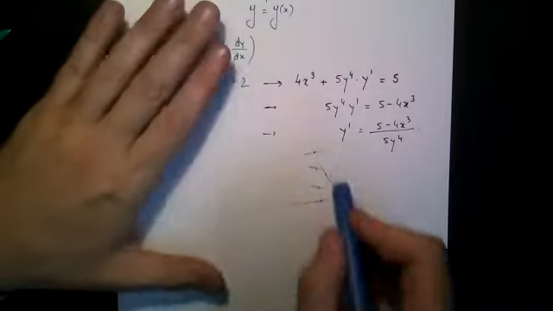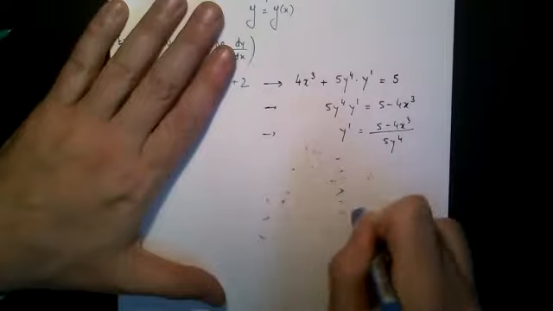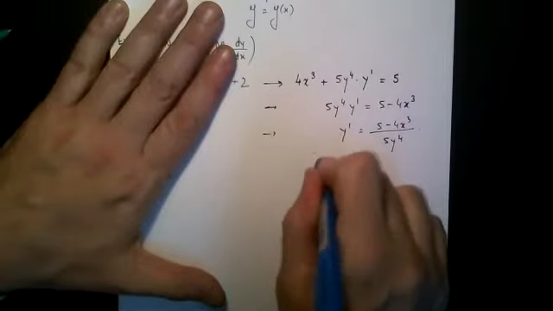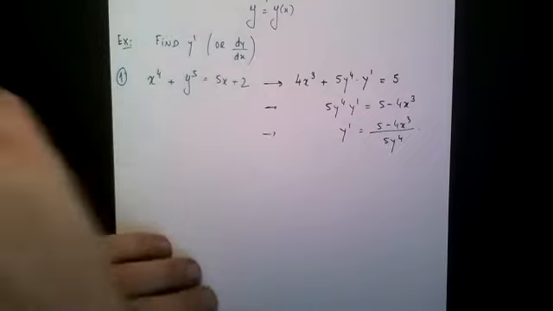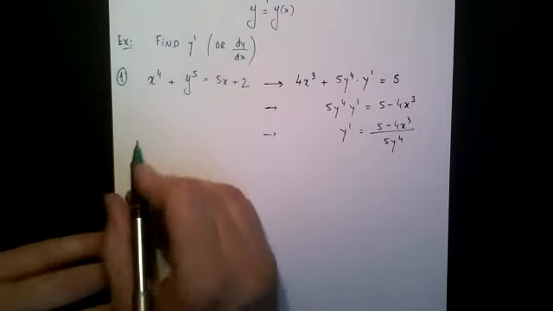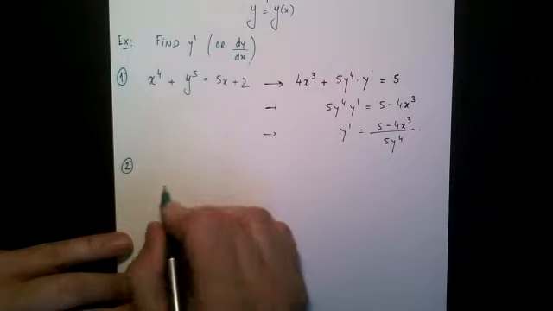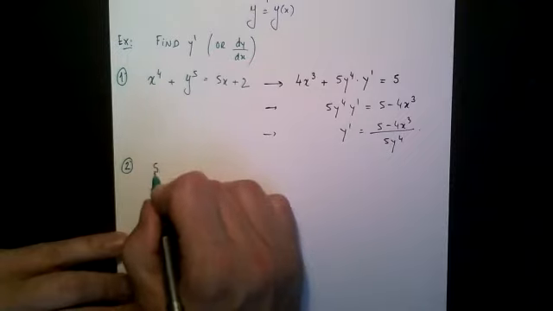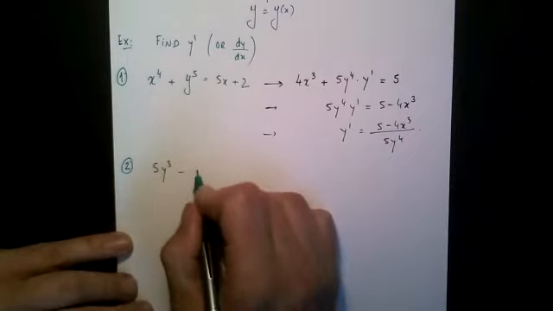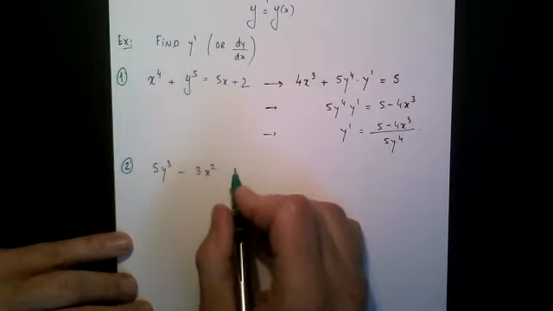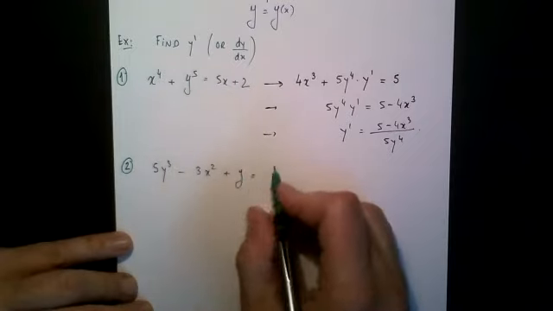Okay, let's do another one. Number 2. So still easy. I'm not going to complicate it too much for now. So 5y^3 minus 3x^2 plus y equals 1.